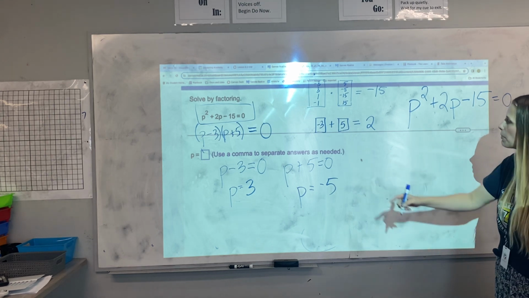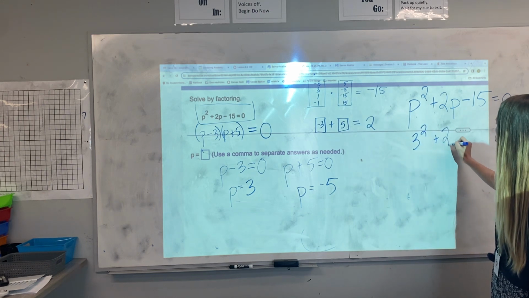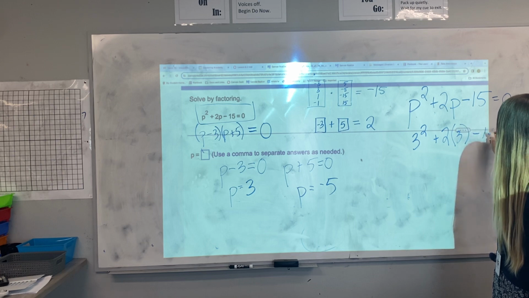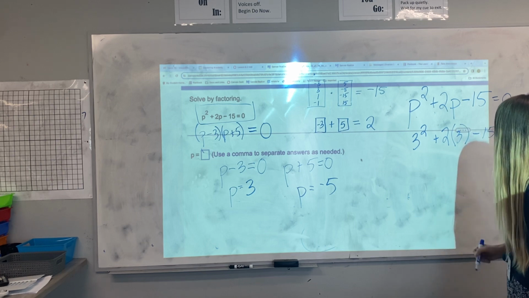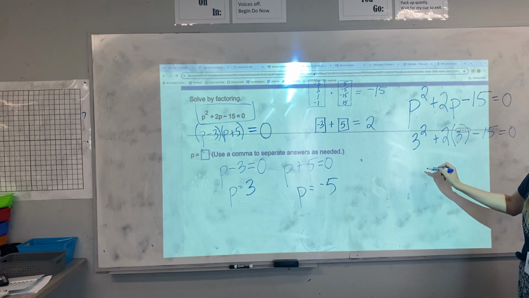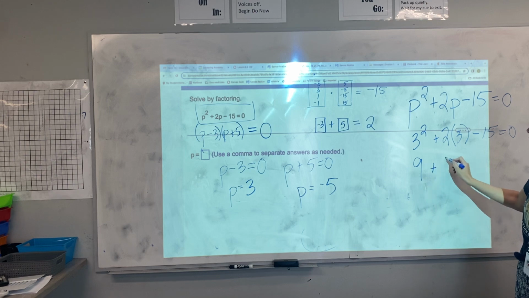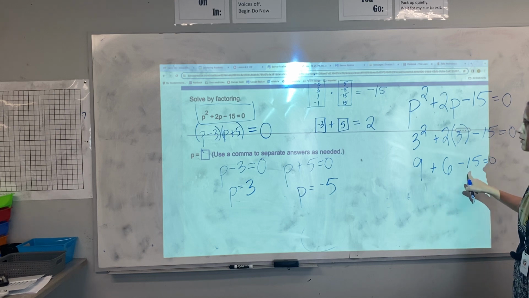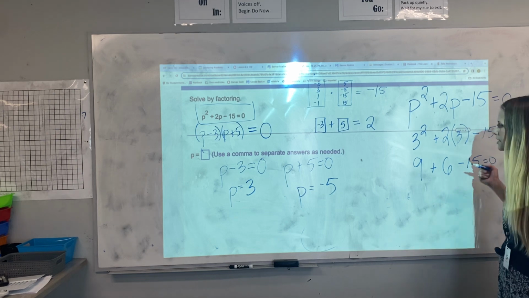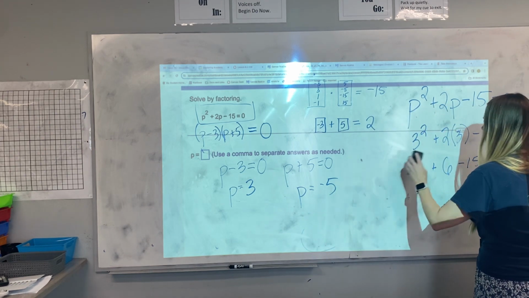So I'll start with my positive 3. I'm going to put it in for P, so I'll have 3 squared plus 2 times 3 minus 15 equals 0. 3 squared is? It's 9 plus 6 minus 15 equals 0. 9 plus 6 is? 15. Minus 15 equals? 0. It works. Now we have proven that 3 works.